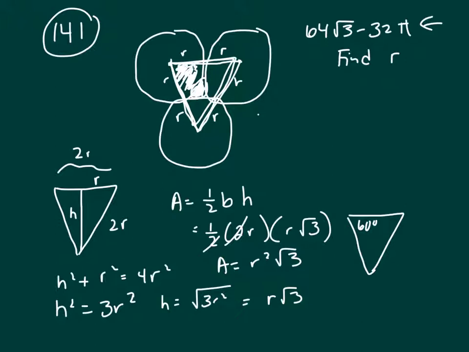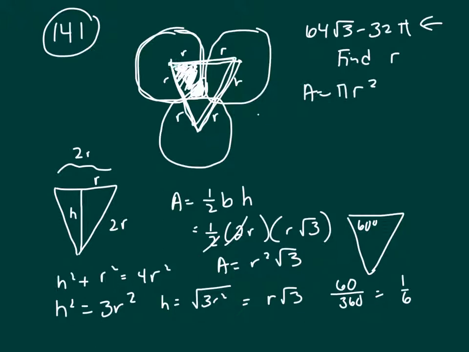60 is how much of 360? Because there's 360 degrees in a circle. So 60 over 360, that's 1/6. So this sector is 1/6 of the area of the whole circle. The way you find the area of a circle is pi r squared.